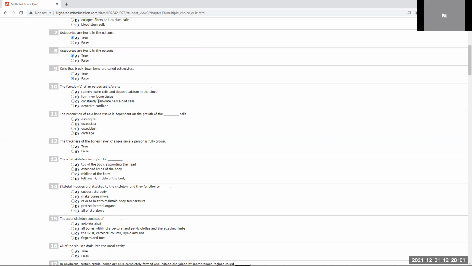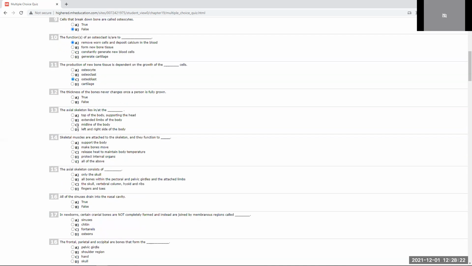The function of an osteoclast, number 10, is to remove bone cells. That's what it does. The production of new bone is dependent on the growth of the osteoblasts. Thank you. Creation, as your colleague quite rightly told us.